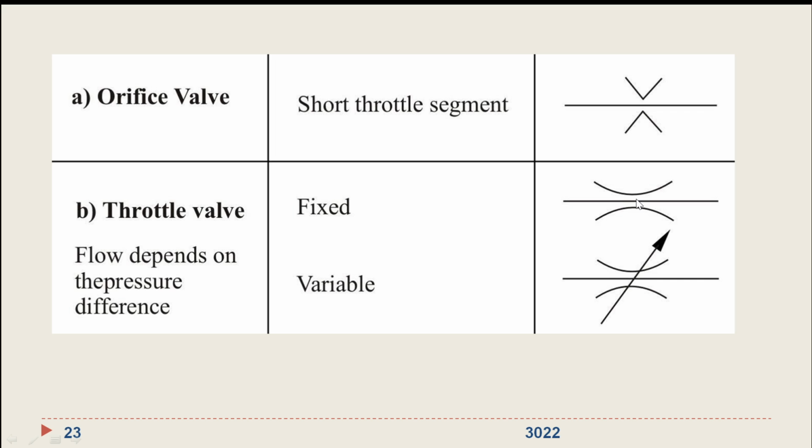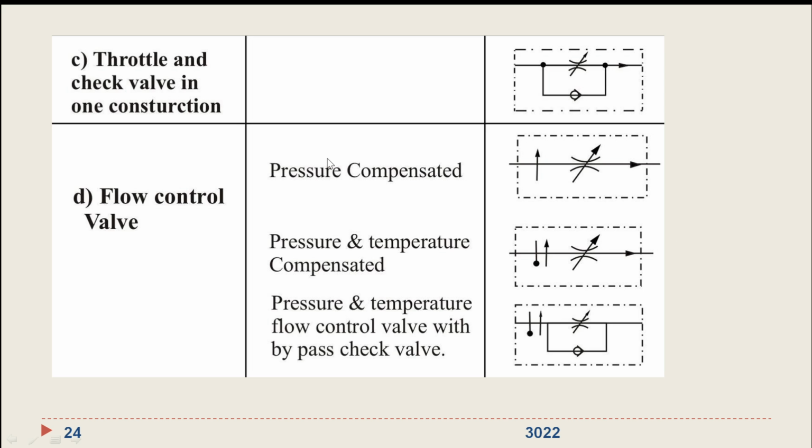So when a throttle valve is working, the flow will depend on the pressure difference across the valve. The pressure difference across the valve will decide whether the flow will take place or not. And throttle valve plus a check valve, a bypass line is provided here. So in one construction you can have this check valve plus the throttle valve like this.